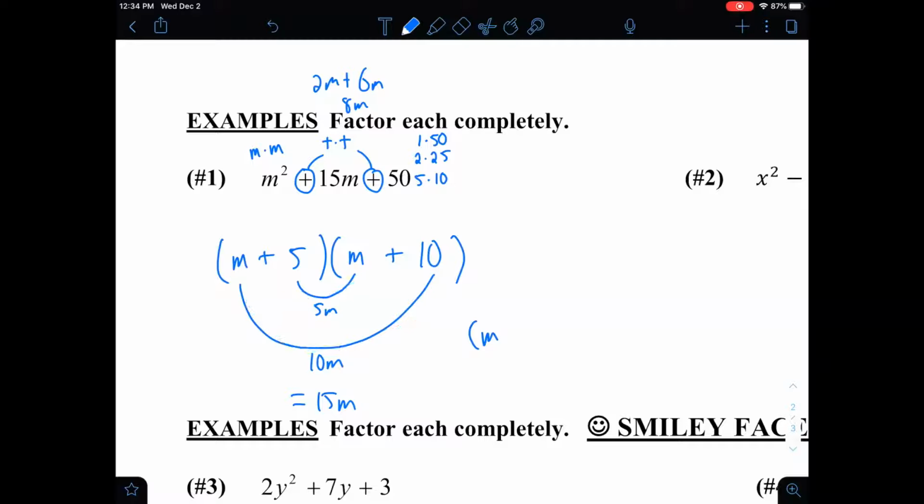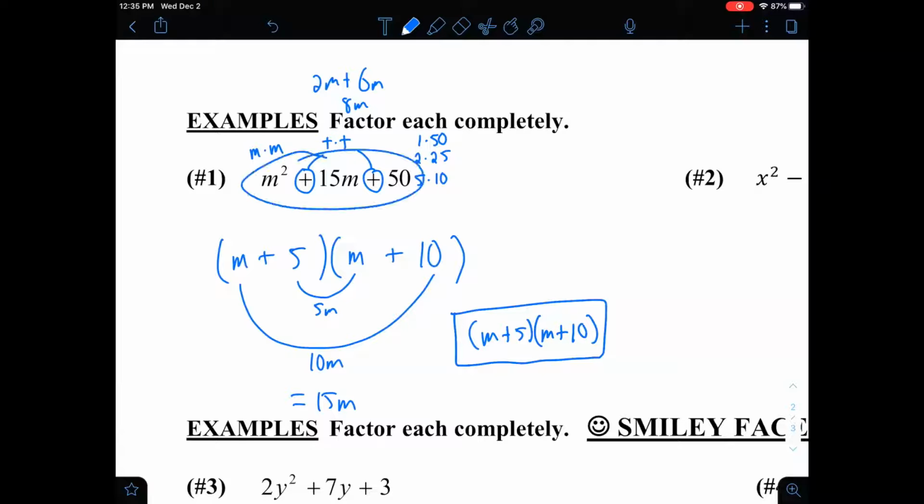All right? We have m plus 5, and your final answer is not all of this stuff right here. Your final answer is actually just this top part here, which I'm going to write off to the right. m plus 5 times m plus 10. This is your factored correct answer. This is what it means to factor something, is to figure out what the FOIL was that got you to this original thing here. We're going the opposite direction of FOIL.